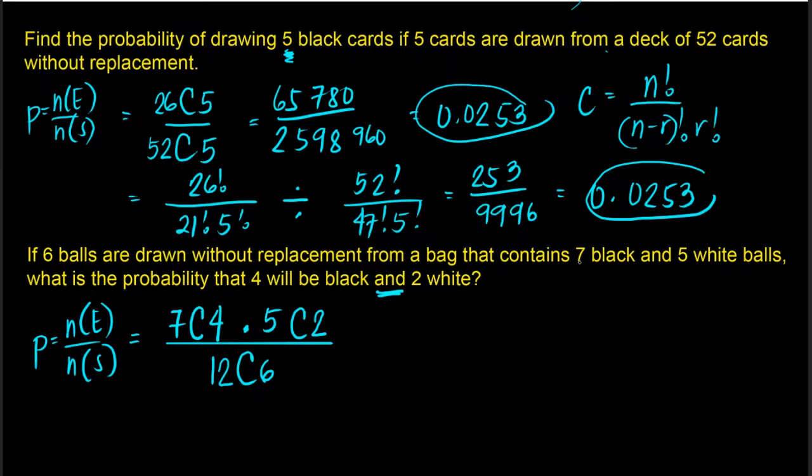Next, you have 7 black and 5 white balls in your bag. So, all the possible outcomes are 7 plus 5, 12. How many are taken? 6. So, 12 combination 6. What is required of us? 4 black. So, how many black? 7. So, 7 combination 4. And, 2 white. How many white? 5 combination 2. Okay, hopefully you got it.